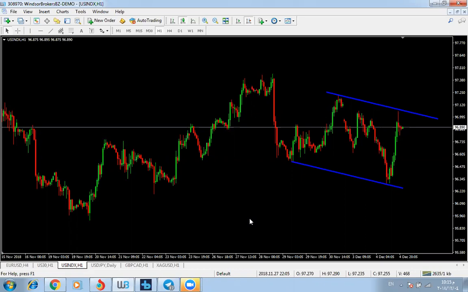I'd like to show you some beautiful structures we have, some beautiful entry points we have on different markets. And we will start as usual with the dollar index.